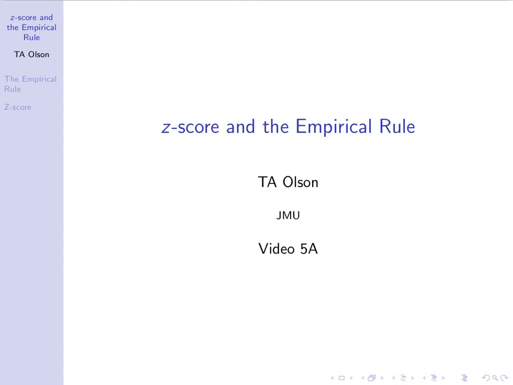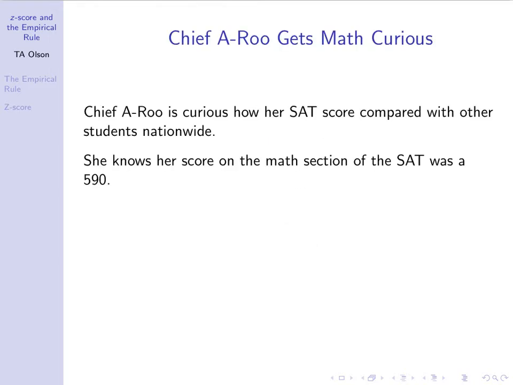So in this video, we're going to talk about z-score in the empirical rule. In particular, we're going to talk about Chifaru. She's curious about how her SAT score compared with other students nationwide. She knows that her score was 590.